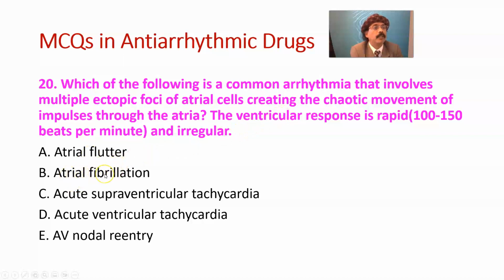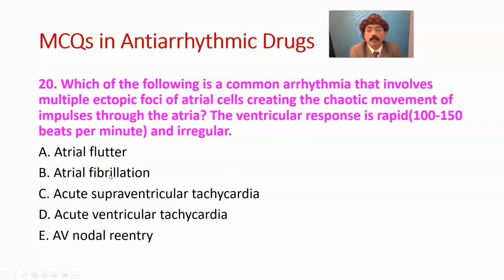It will be guided by EKG. We may not get any distinct P wave. Atrial flutter will be different. We have one point that has reentry repeatedly in the atria, and we'll get a sawtooth appearance in the EKG or ECG. Here we may not get a P wave. In atrial fibrillation, there will be chaotic movement of impulses and multiple foci on atrial cells, and an irregular ventricular response. And the answer should be B, atrial fibrillation.